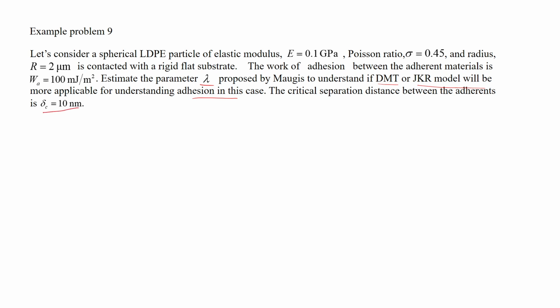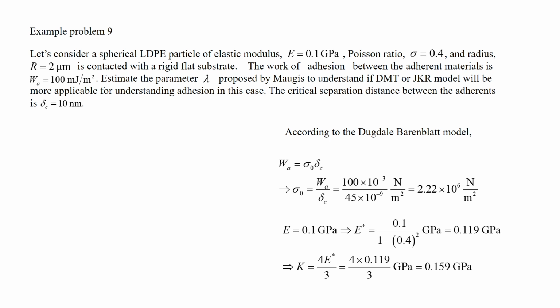We could do this exercise using Tabor's parameter as well, but this problem asks us to find lambda, so we will do that. Lambda has an expression, and we need to find E star first. E star is E by 1 minus sigma square, that is 0.1 into 10 to the power 9 Pascal divided by 1 minus 0.45 whole square. This value comes out to be 0.119 GPa.